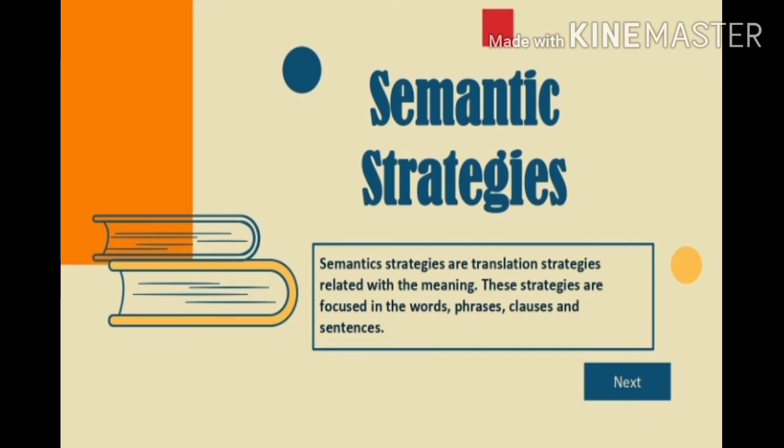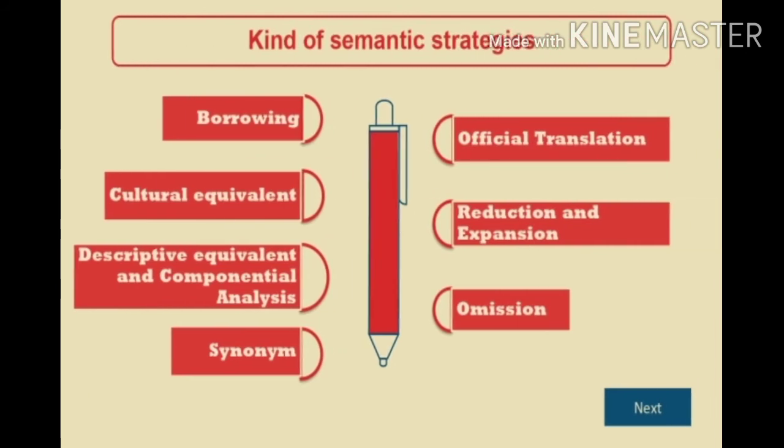The next material is semantic strategies. Semantic strategies are translation strategies related to the meaning. These strategies are focused on words, phrases, clauses, and sentences. There are 7 kinds of semantic strategies. The first is borrowing, the second is cultural equivalent, the third is descriptive equivalent, the fourth is synonym, the fifth is official translation, the sixth is reduction and expansion, and the seventh is omission.